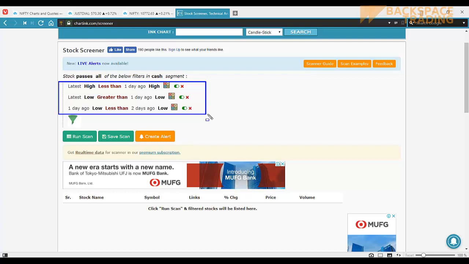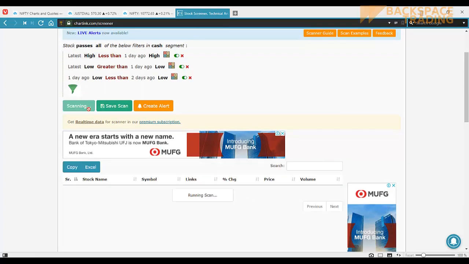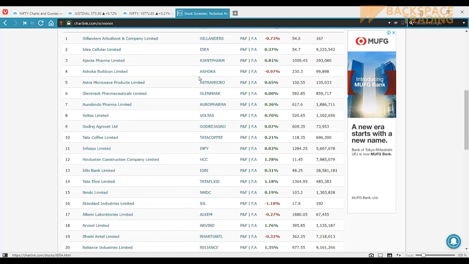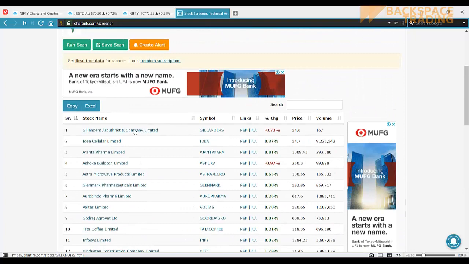Now it doesn't end here. We have a lot more to do, right? Now with this scenario, let us run a scan. What do we have? We have a list of stocks coming. We have filtered 142 stocks. See, pages after pages. Let me open one.